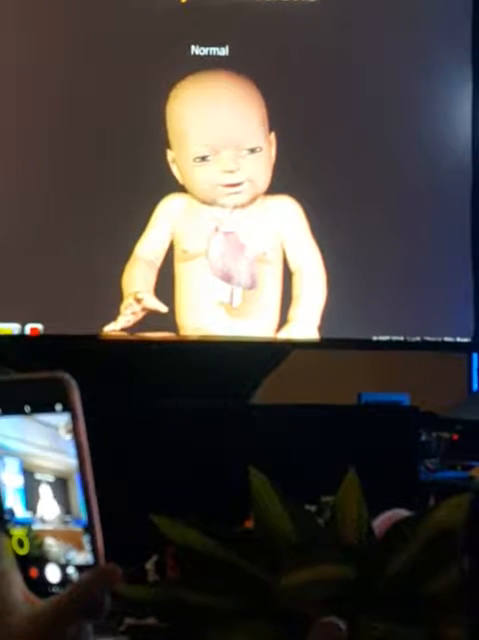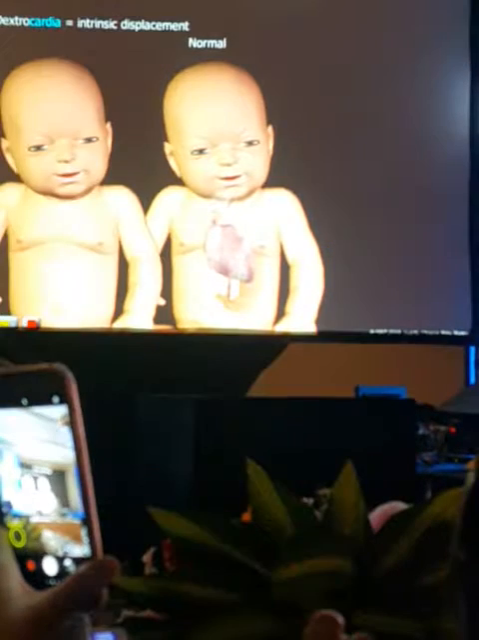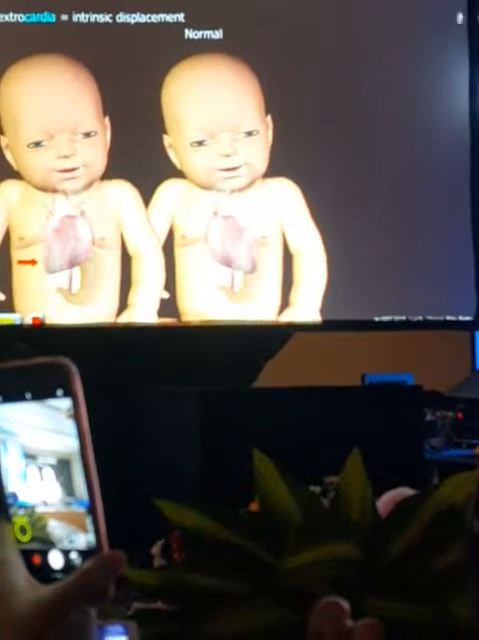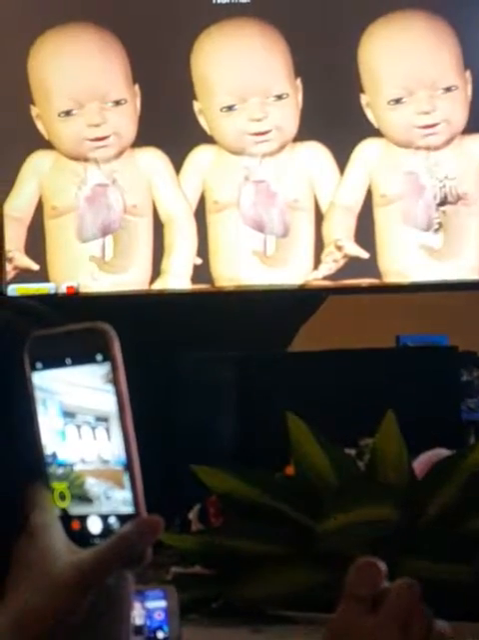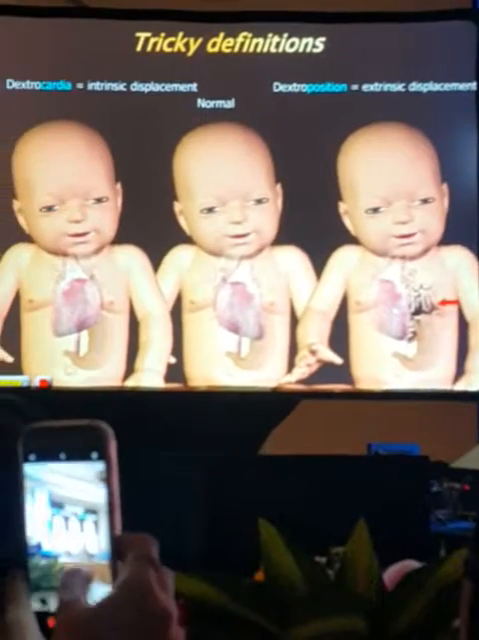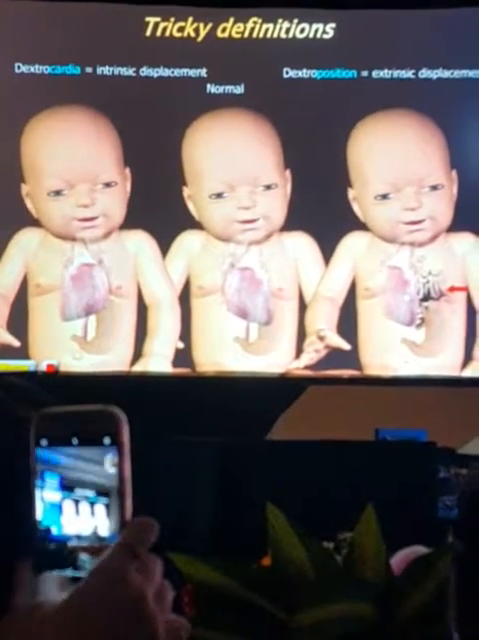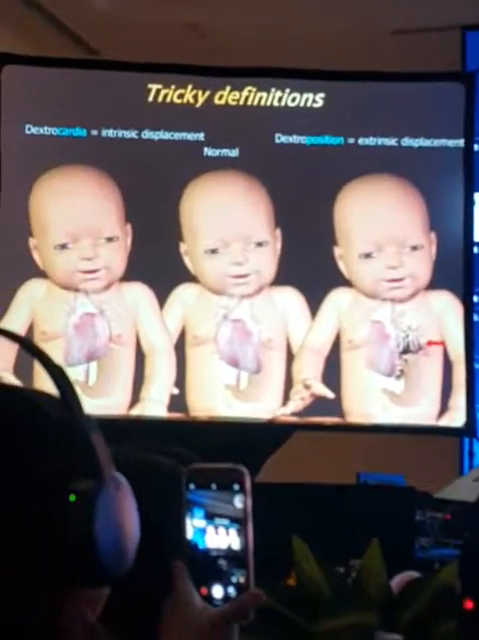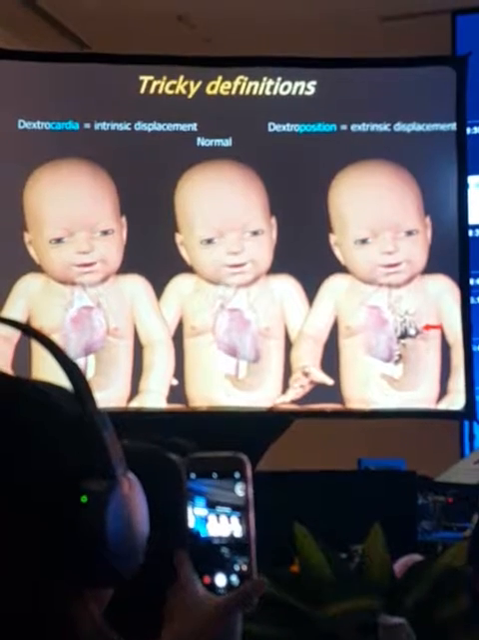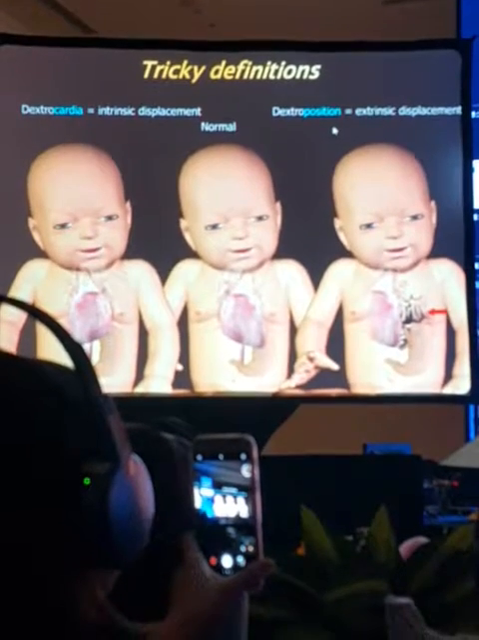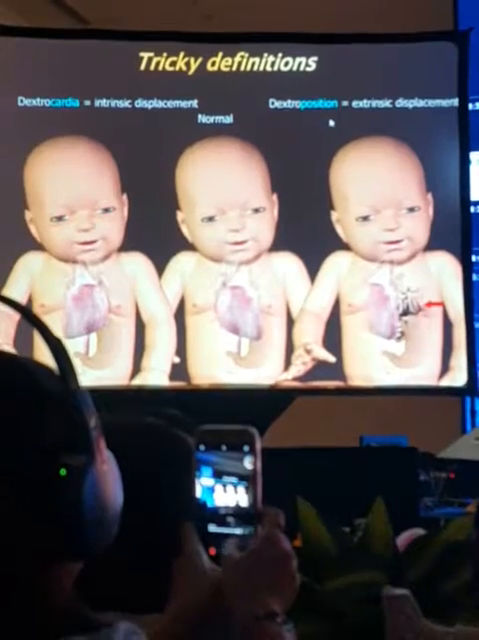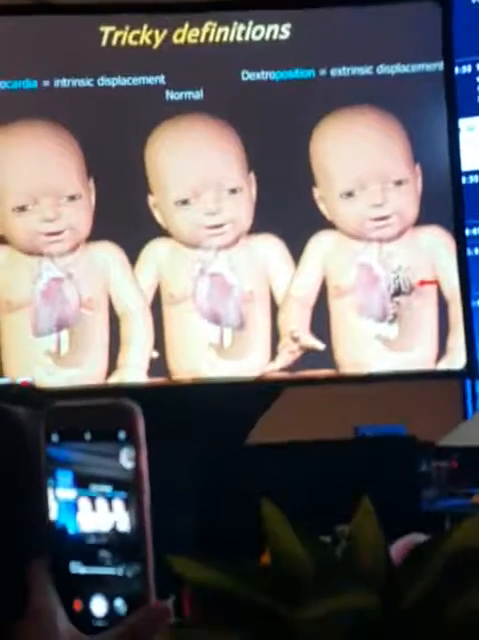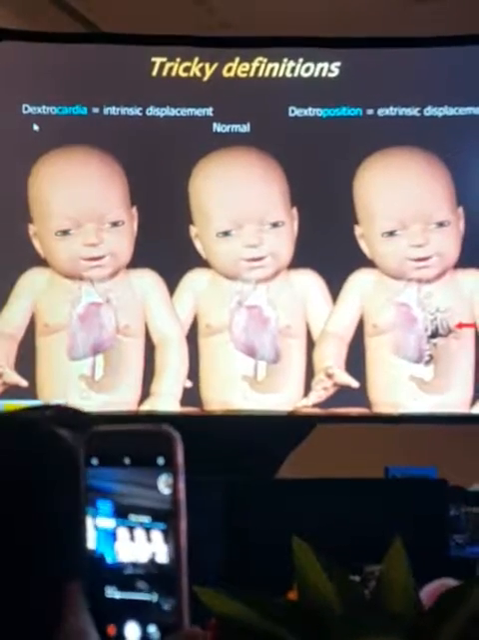Now, a final definition. I've shown you the normal baby, and I've shown you the baby that had dextrocardia. There's one more baby. That baby here has dextroposition. So now the heart is on the right side of the chest, but not because the heart is a problem, because something else is either pushing or pulling on the heart to the right side. And here I made a drawing of a mass pushing the heart to the right side. In dextroposition, the baby's hearts usually don't have cardiac anomalies. Dextrocardia, 95% of these have cardiac anomalies, and you want to recognize this is dextrocardia.